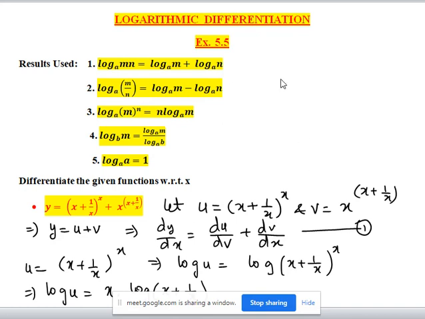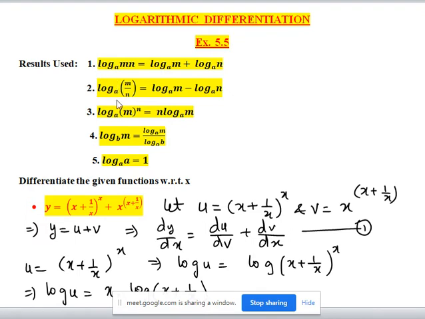I have written some of the laws of log. These are the laws of log which we are using for doing logarithmic differentiation. In all the logs, I have put the base a. And if the base is not mentioned, as I have told you earlier, the base must be e.